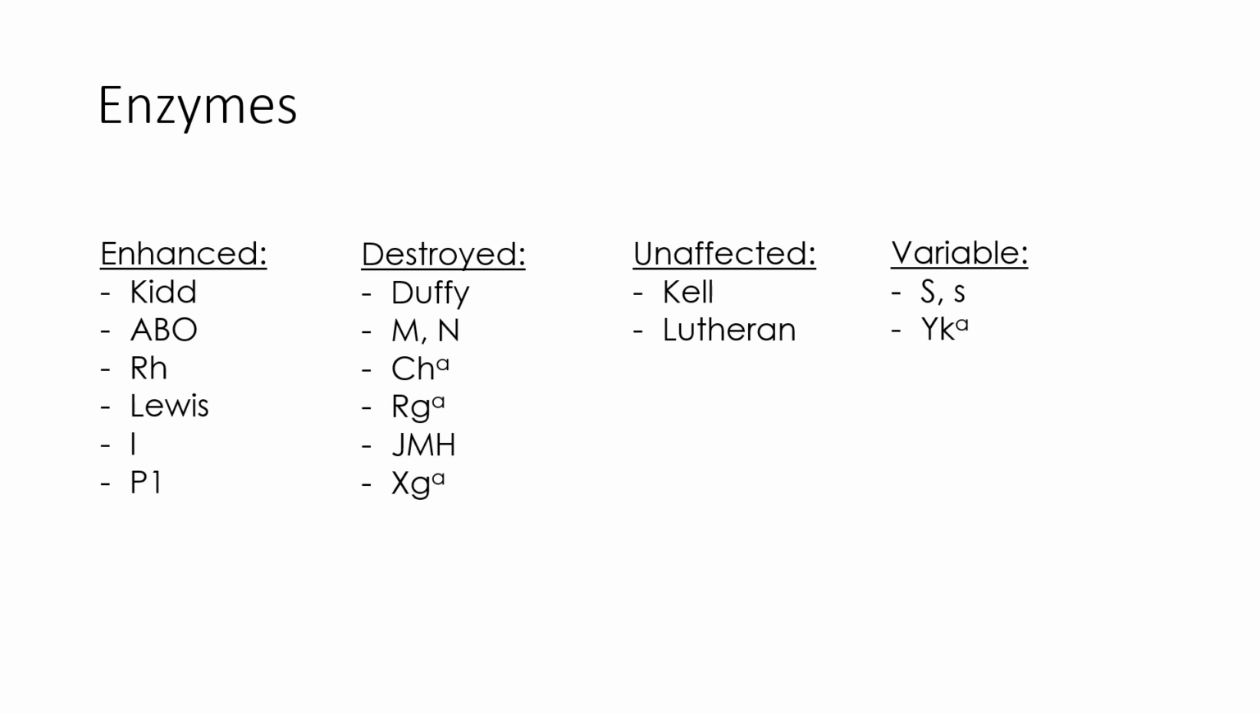Enzymes destroy Duffy, MN, Cheeto, Rogers, JMH, and XGA. Sometimes it's easy to remember that Duffy destroys M and N. Antigens that are unaffected by enzyme treatment are both the Kell and Lutheran blood group systems, and there's variable effects on big S, little s, and YKA antigens.